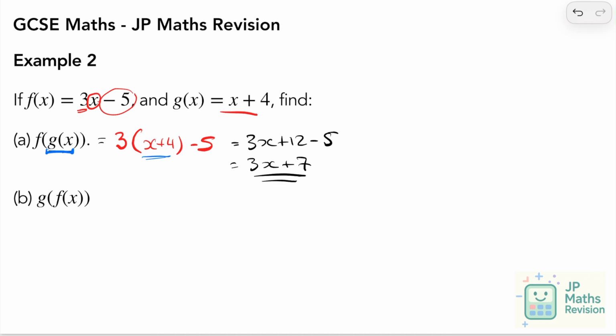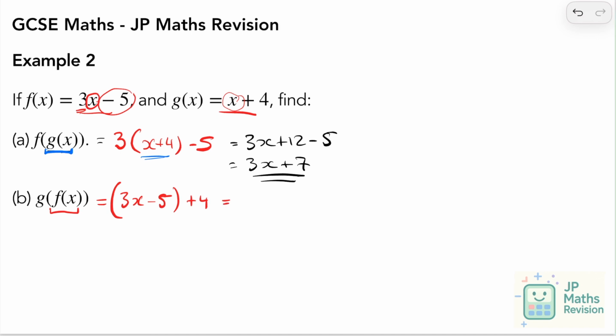So the next one, our input this time is going to be f of x. So we're going to replace everything in g, so all of the input values of g, with f of x. So this time it's going to be 3x minus 5 and then plus 4, because 3x minus 5 is our f, and that is the input that we're inputting into g. So the answer to this question is 3x minus 1.